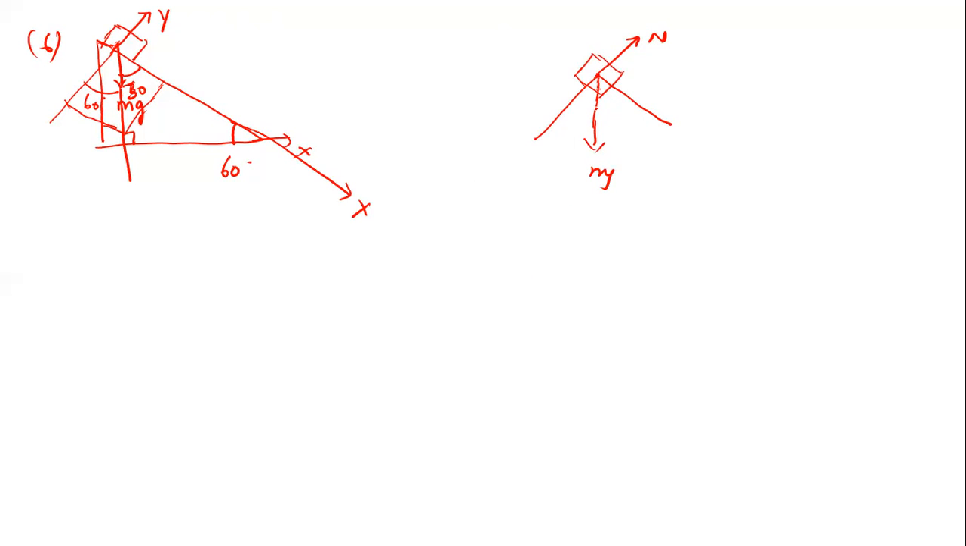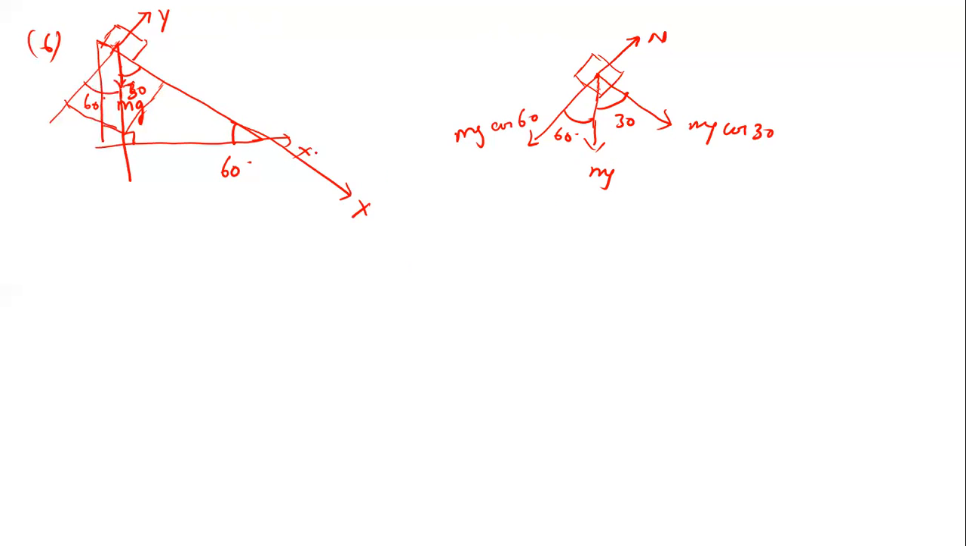The angle between these two lines is 30, and the angle between these two lines is 60. So as a result of this, this mg is acting along this direction. The component of mg acting along this direction should be mg cos 30. The component of mg along this direction is nothing but mg cos 60, right?